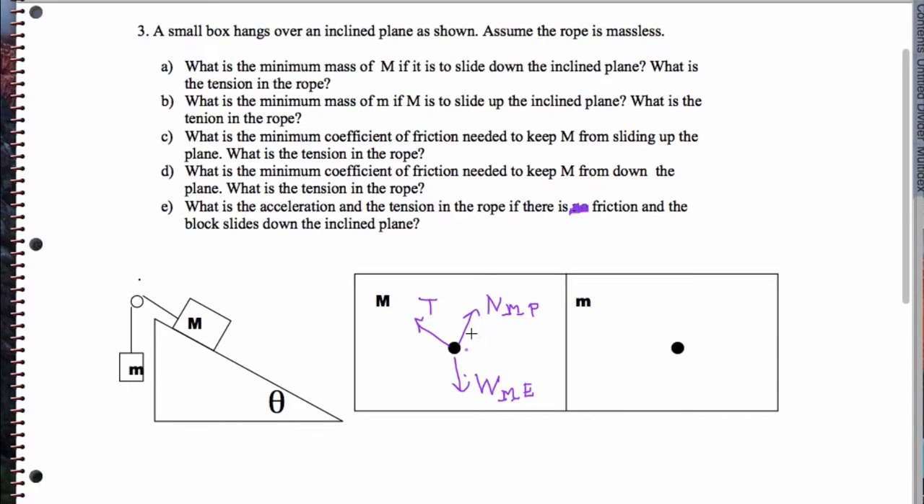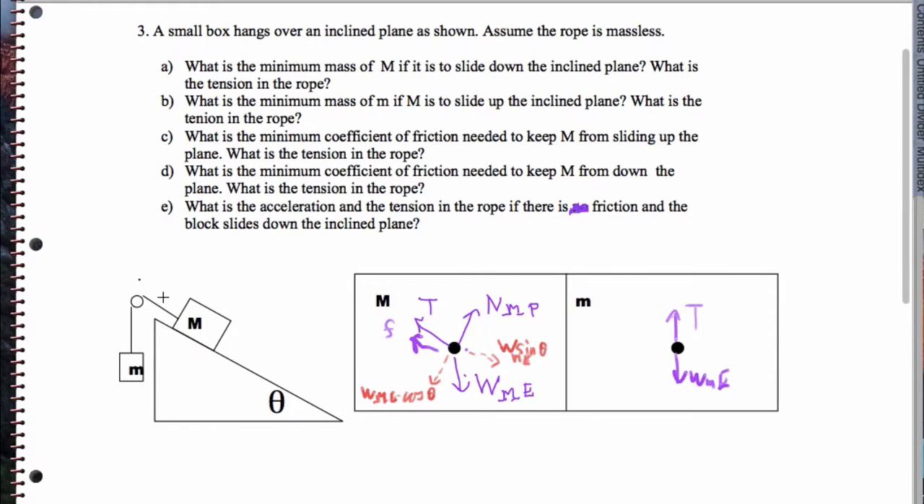And opposing, now it wants to slide down the inclined plane, which means friction is going to go up the inclined plane. And now what I'm going to do is break the weight into the components that we need. So we're going to have a component W sine theta that goes down the inclined plane, that's Mg sine theta. And then here we have the other component, Mg times the cosine of theta. And for little m, we're going to have the tension pointing up, and we have the weight of little m pointing downwards.